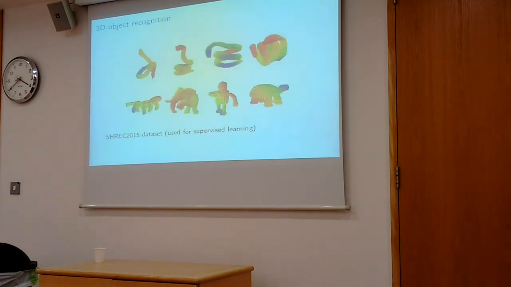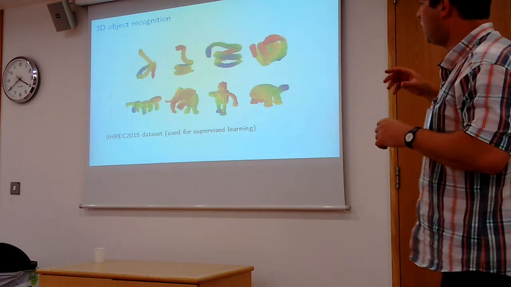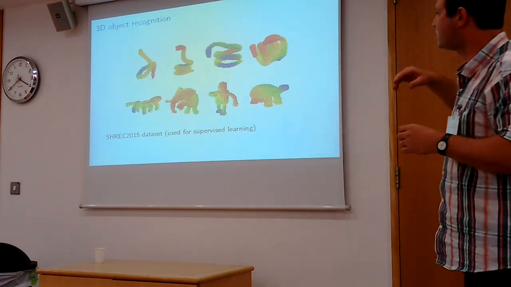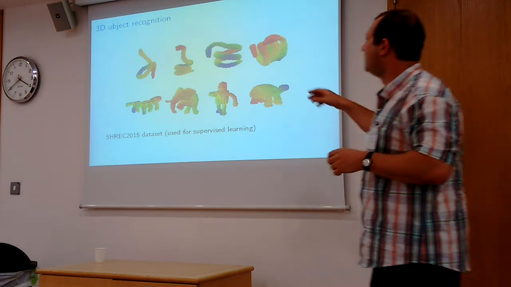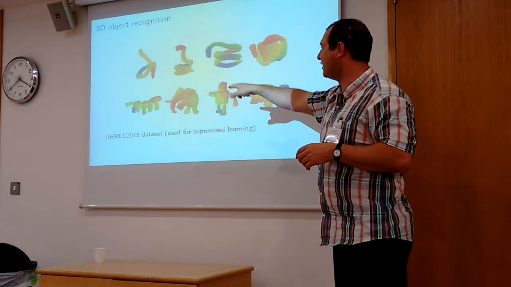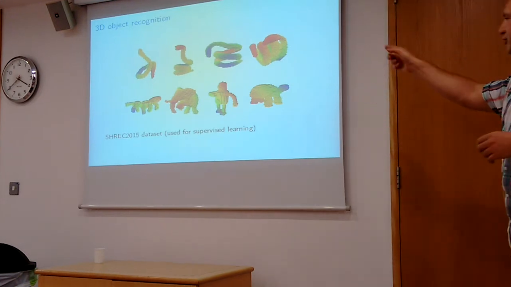So, for example, you can use sparse convolutional networks for 3D object recognition. These are from the SHREC 2015 dataset, which is from a competition. The competition is meant for doing unsupervised learning, but I just used it in a supervised way for simplicity. So these are 4 examples of the snake class, and these are different categories: ant, elephant, robot, and tortoise.